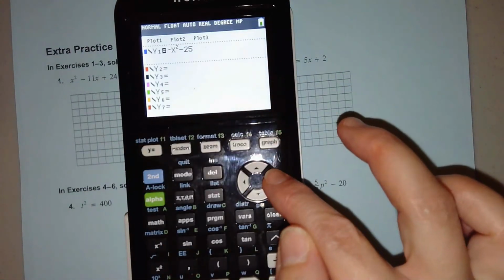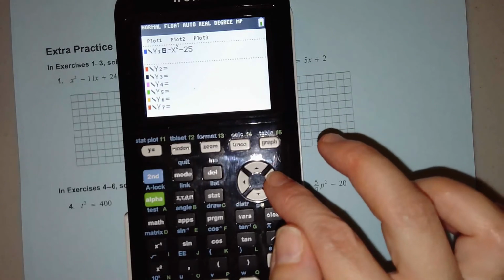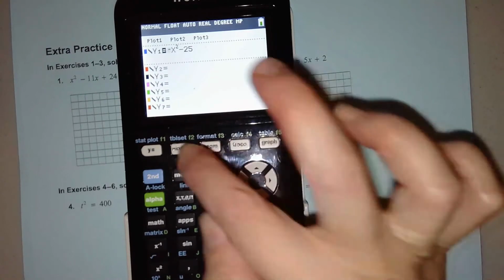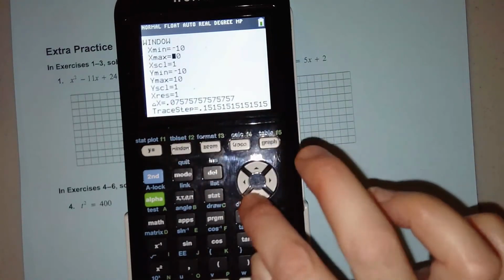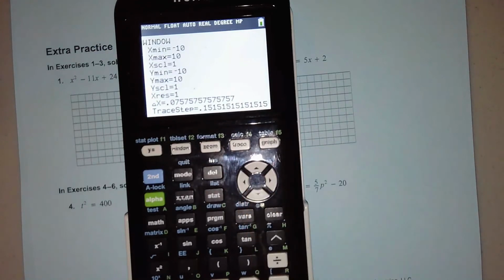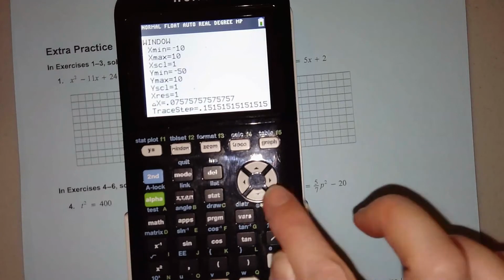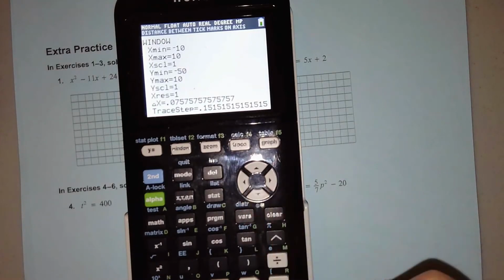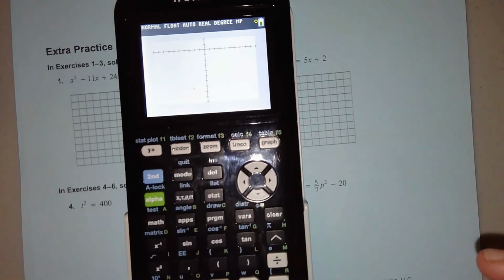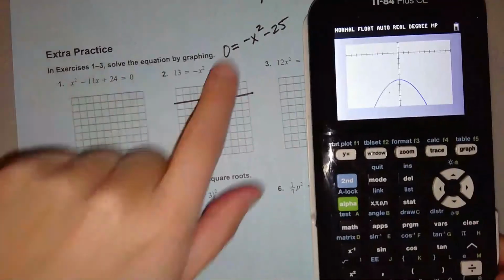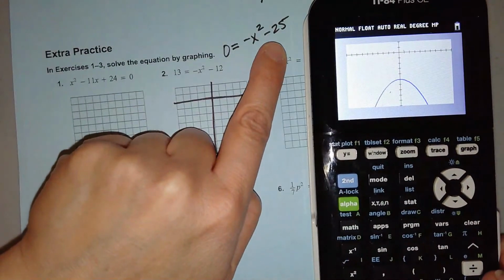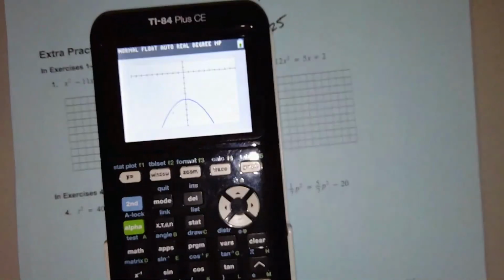Okay, negative x squared minus 25. Let's go with a y minimum of like negative 50. I know that sounds like a lot, but if you notice on your equation, your c value is negative 25. That means that's your y-intercept. So this is what my parabola looks like.